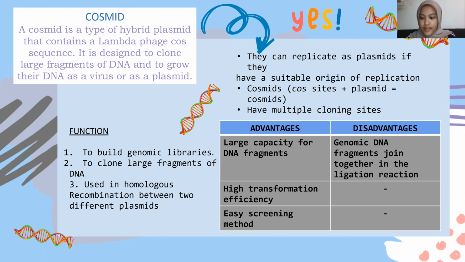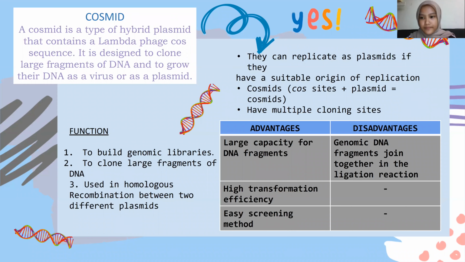The disadvantage is that the genomic DNA fragments sometimes join together in the ligation reaction. This is because when it clones large fragments of DNA, a lot of the time during a partial digestion with restriction enzymes, 2 or more genomic DNA fragments will join together in the ligation reaction. So this will cause fragments that were not initially adjacent to each other to be joined.